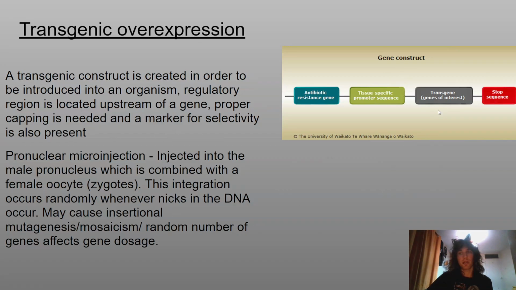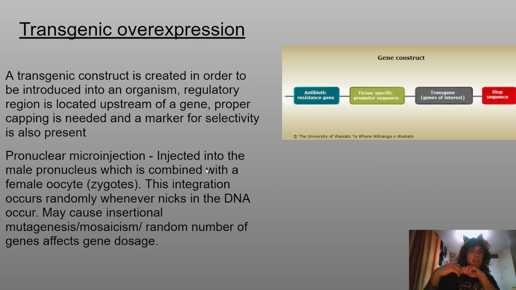And normally a marker is there as well, to select for if this transgenic construct actually integrated into the organism. How do we do this? It's normally pronuclear microinjection. So this construct is injected into a male pronucleus and then is combined with female oocyte, which makes us a zygote. And then the integration occurs randomly whenever nicks in the DNA occur. So whenever any DNA damage occurs, boom, transgenic construct, boom, gets in there.